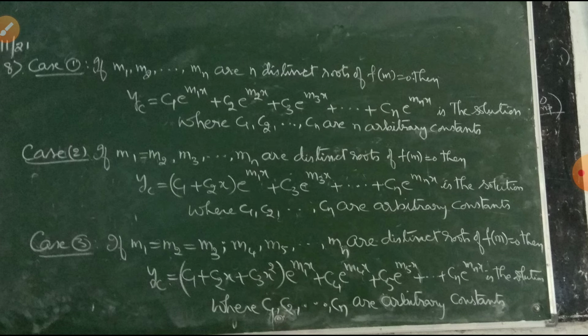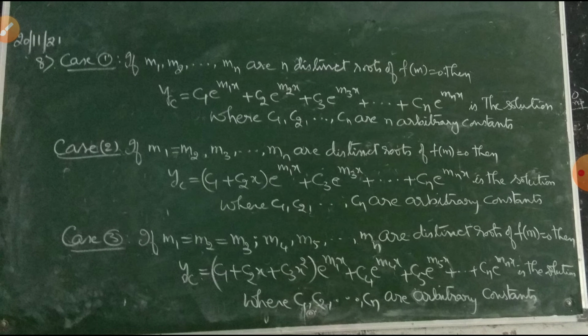Now case 2. If m1 equals m2 and further m3, etc., mn are distinct roots of f(m) = 0, then the complementary function yc is given by (c1 + c2 x) e^(m1 x) + c3 e^(m3 x) + and so on + cn e^(mn x). That is the solution, where c1, c2, etc., cn are arbitrary constants.